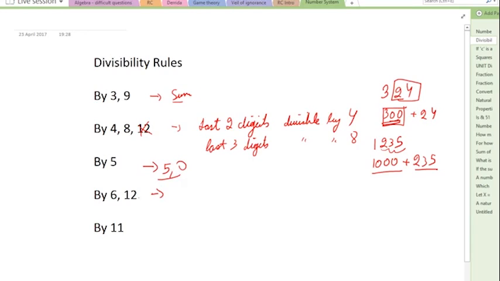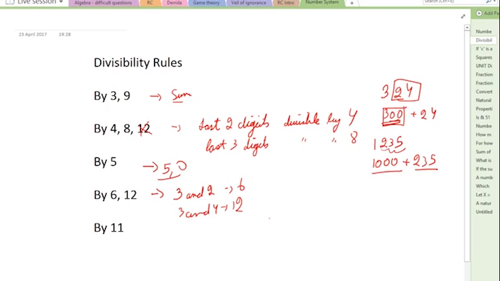For 6 and 12, you need to check for 3 and 2, or 3 and 4. If it is divisible by 3 and by 2, then it's divisible by 6. If it is divisible by 3 and by 4, it's divisible by 12. 11 is a slightly different one. A lot of you know that already, still we'll just cover it.